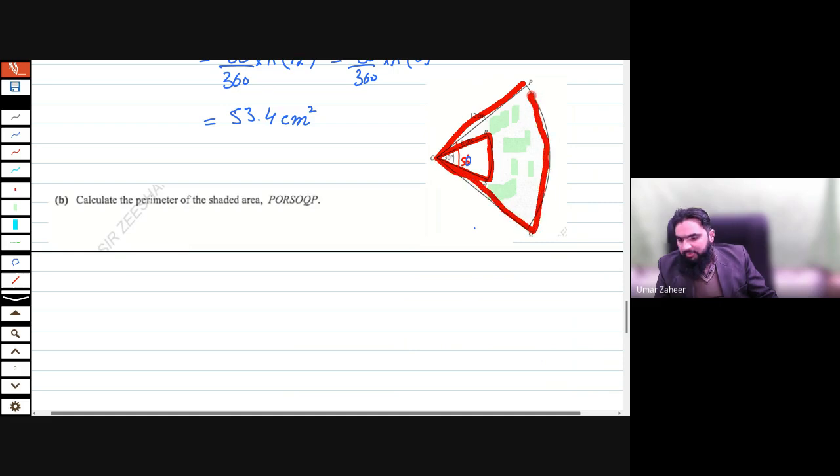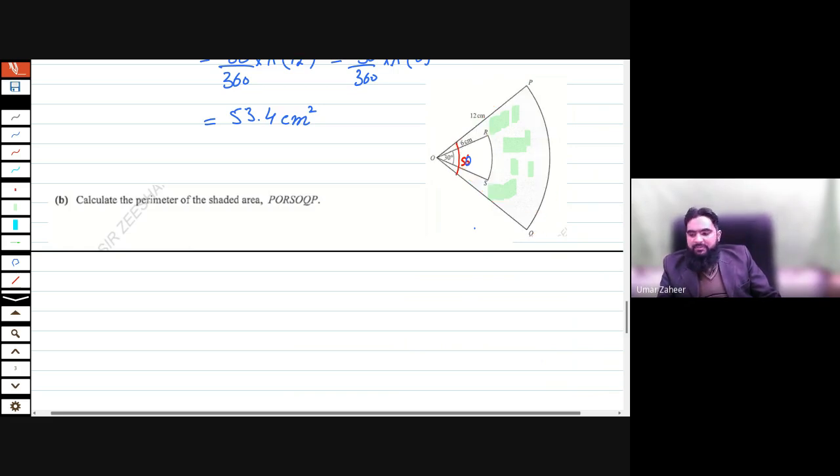Now we have to find the perimeter of the shaded area. Perimeter is basically the boundary length. So for this shape, this is the boundary length, right? We clearly see that it is 12 centimeter, 6 centimeter, 6 centimeter, 12 centimeter. The problem is the arc length RS, the arc length for a smaller sector and the arc length for a bigger sector.